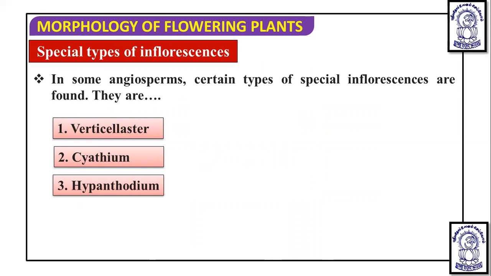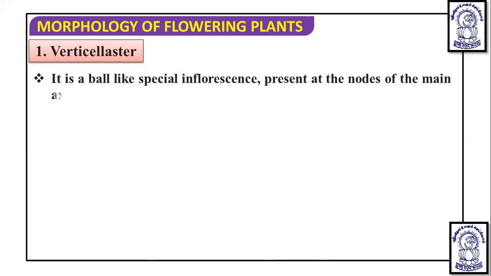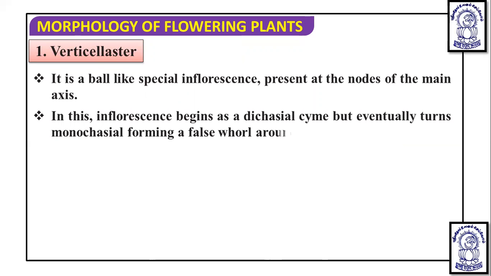Now, here first we are going to study the verticillaster. So let's talk about this. When we talk about verticillaster, it is a ball-like special inflorescence present at the node of the main axis. In this inflorescence, initially dicasial cyme begins, but it eventually terminates or converts into the monochasial cyme, which forms the false whorl around the node.